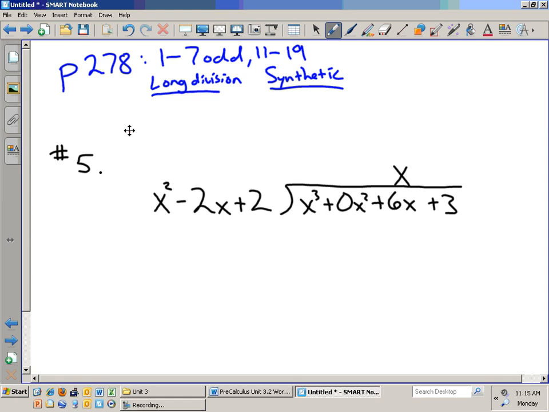That's your assignment. Page 278, 1 through 7 odd, 11 through 19 all. The first 4 are long division. The next 9 are synthetic division. You may get it done before the hour is over because you are super smart.